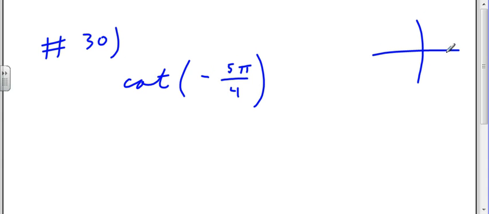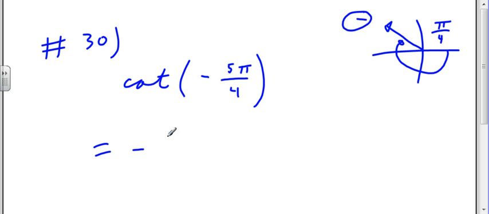Where is that? Minus 5 pi over 4 would be over here, right? So the reference angle would be pi over 4, and the cotangent is negative in the second quadrant, so my answer is going to be minus square root of 2 over 2. No, it's not. Somebody wasn't paying attention. Minus 1. All right, minus 1.